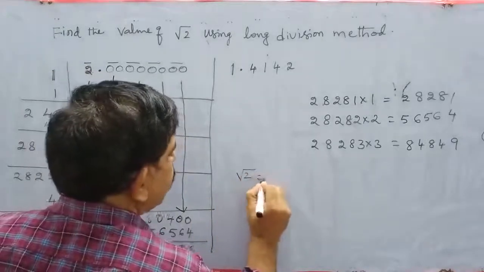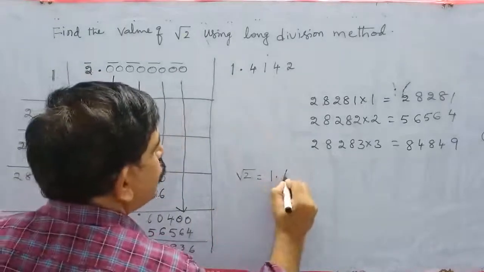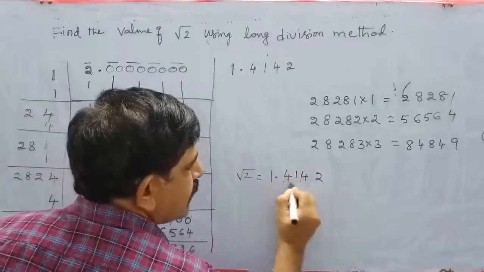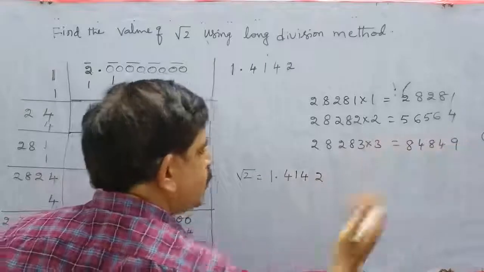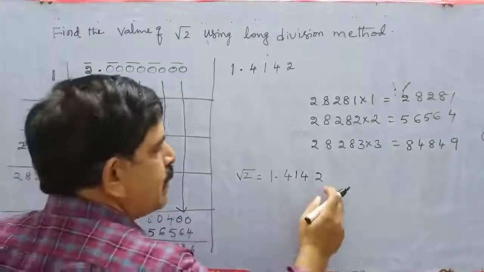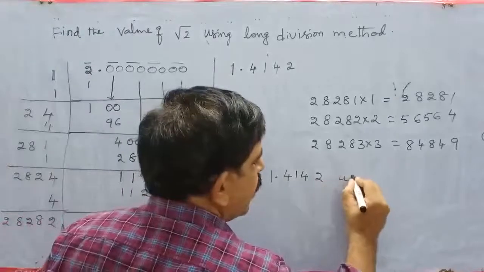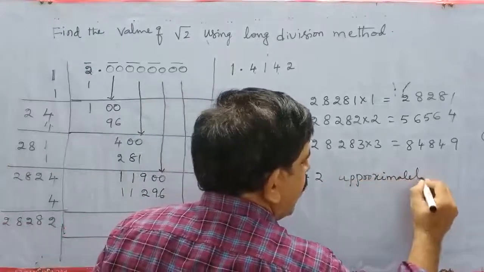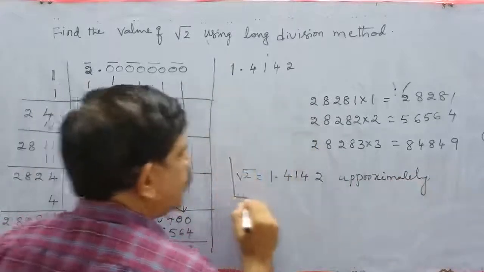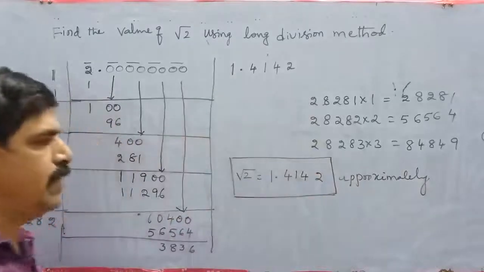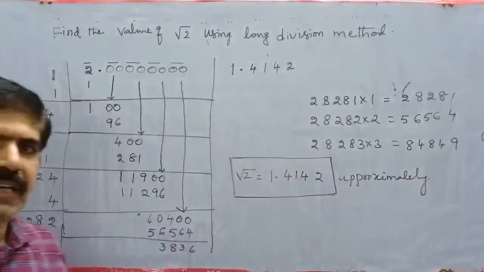Root 2 is equal to 1.4142. This is how many decimals? 4 decimals. So next some more decimals we will get. Okay, this is approximately. So root 2 is equal to 1.4142 approximately. Okay, understood children?